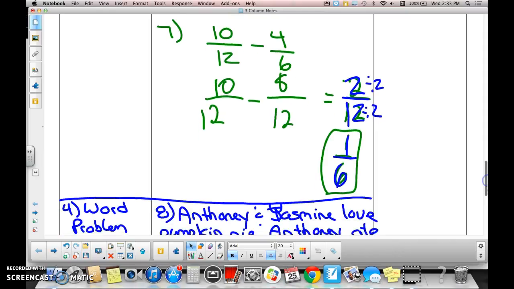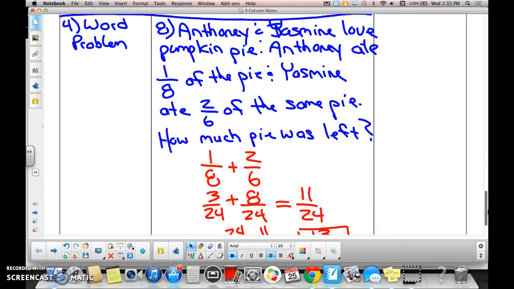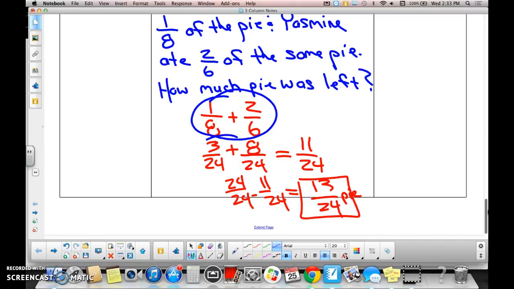Then the last problem, we were talking about some pumpkin pies. Make sure you read the problem carefully because we asked how much pie was left after Yasmin and Anthony had part of it. It was a multi-step problem. The first thing we had to do was determine the amount eaten. I think Anthony ate 1/8. Yasmin ate 2/6. We found common denominators. We found out that they ate 11/24 of the pie.